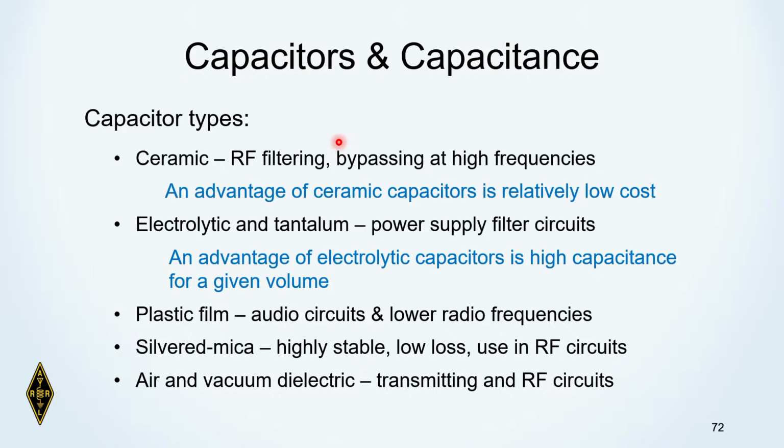So, different types. Ceramic is basically a hunk of rock or something like that. They're used in applications like filtering and bypassing. An advantage of ceramic capacitors is that they're relatively low cost. Another type is electrolytic and tantalum. These are used in power supply filter circuits. An advantage of electrolytic capacitors is high capacitance for a given volume. These are the metal cans that you may have seen on circuit boards. And then there are several other types listed here.